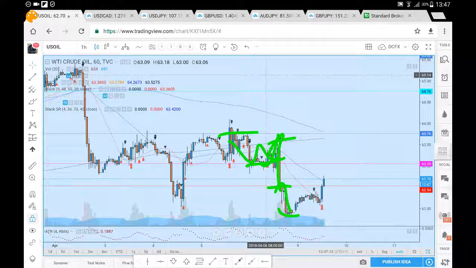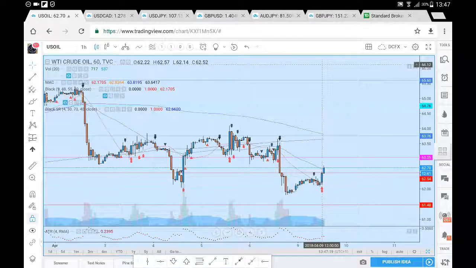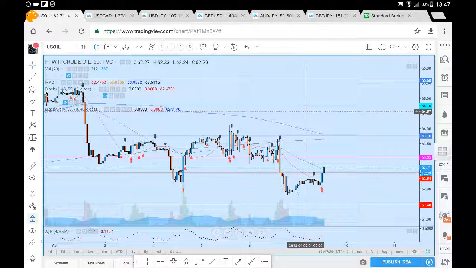Didn't quite get down towards that 61.48. And what we did see was pretty much the market closed near its lows. Had this move upwards, posted what would be considered a higher low. Now we've had price come back above the 62.54. So we formed a higher low in around that 62 level, and come back up above the 62.54.